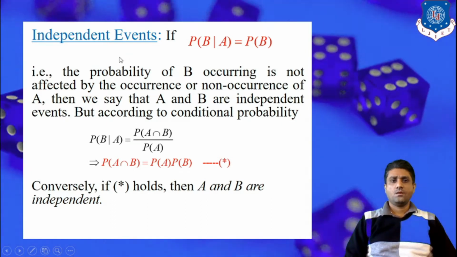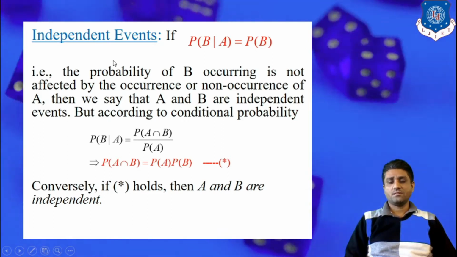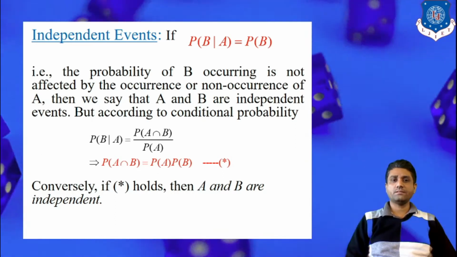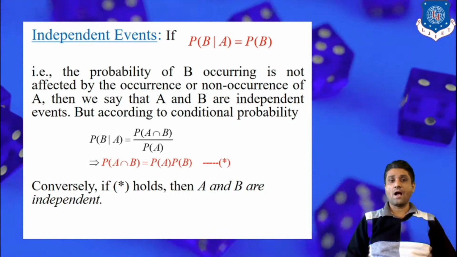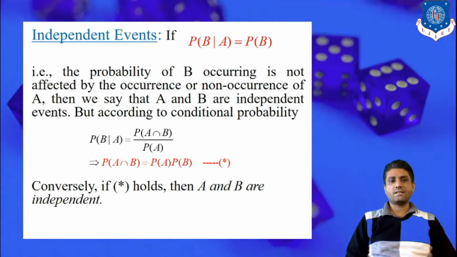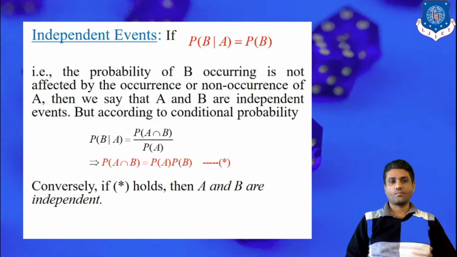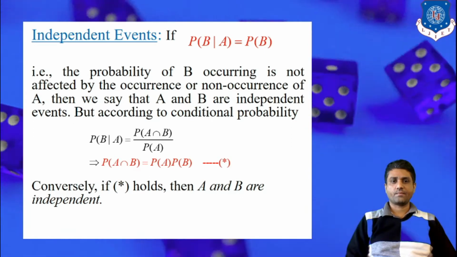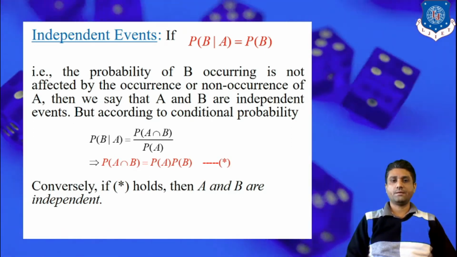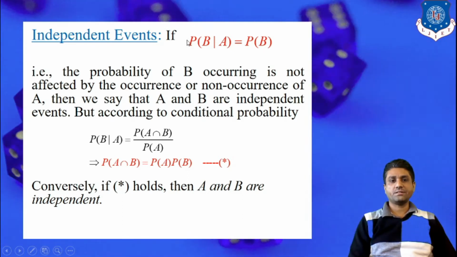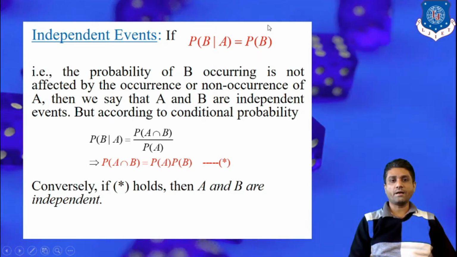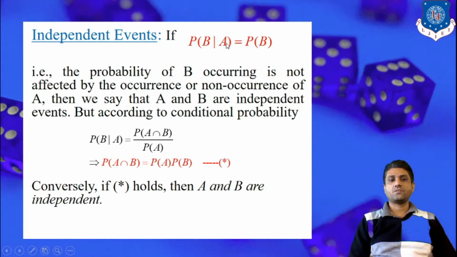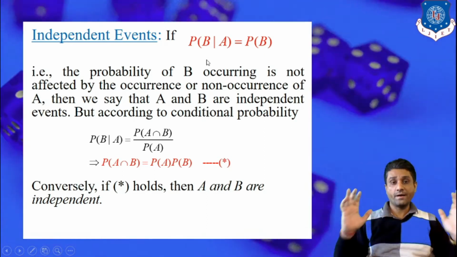Let's first see, when a random experiment A and a random experiment B, or more than two random experiments, are happening or occurring. So, if probability of B given A is equal to probability of B, if this condition is satisfied, then we say that the random experiments A and B are independent events.